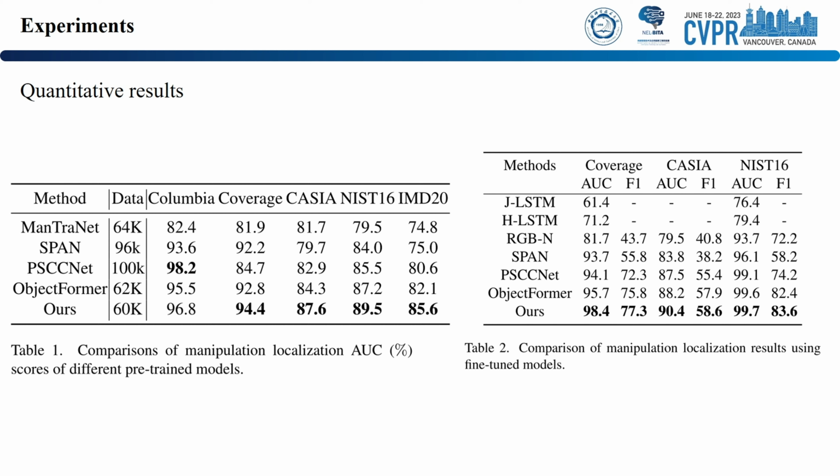For pre-trained model, ERMPC achieves the best localization performance on most datasets, and ranks second on Columbia. Especially, ERMPC achieves 94.4% on the copy-move dataset cover, whose image forgery regions are indistinguishable from the background. For fine-tuned model, our model ERMPC achieves significant performance gains in terms of AUC and F1.